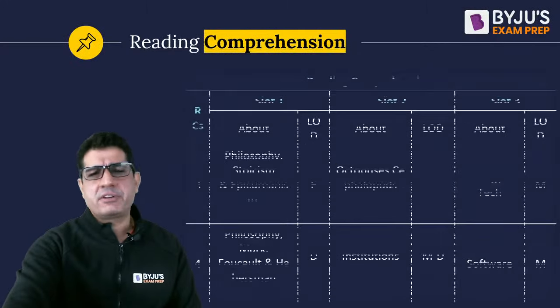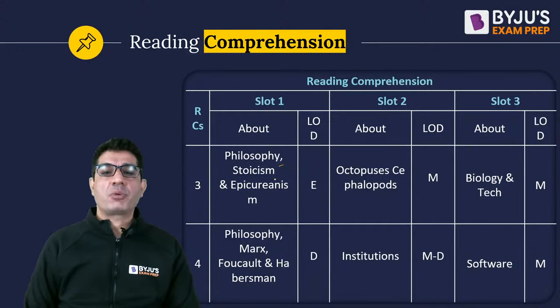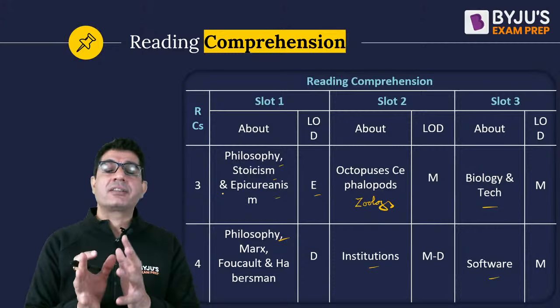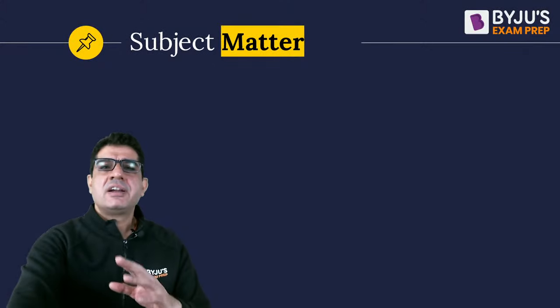And then we had 4 passages, right? Here are the next 2. So philosophy, there was a passage that talked about Stoicism and Epicureanism. Although it belonged to philosophy, I think the questions were relatively on the easy side. And then yet another passage on philosophy where the focus was on Marx, Foucault and Habermas. And then in slot 2, a passage from zoology, a passage on institutions, another passage on biology, and then one passage on software, which is basically what? Science and technology.